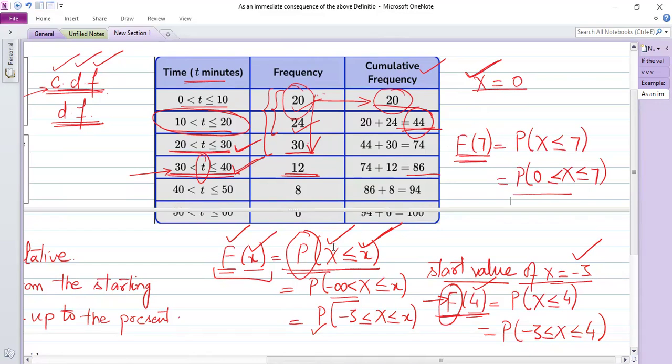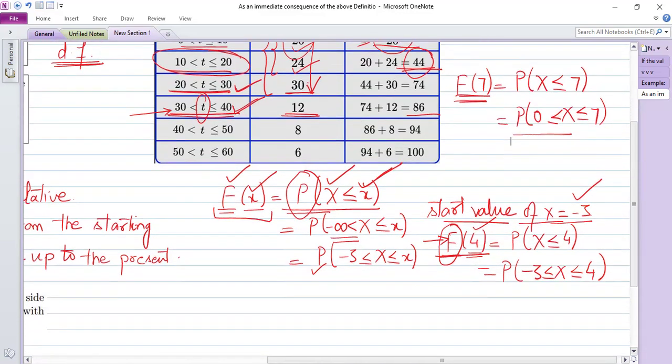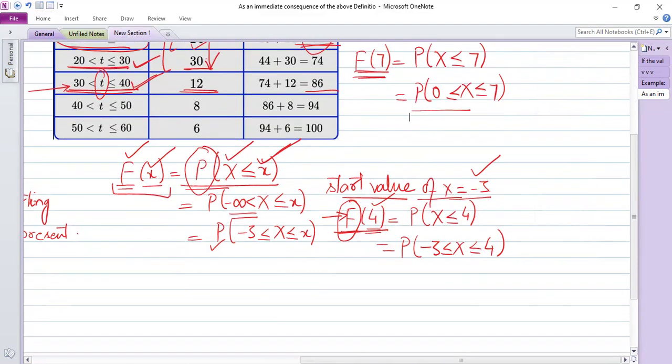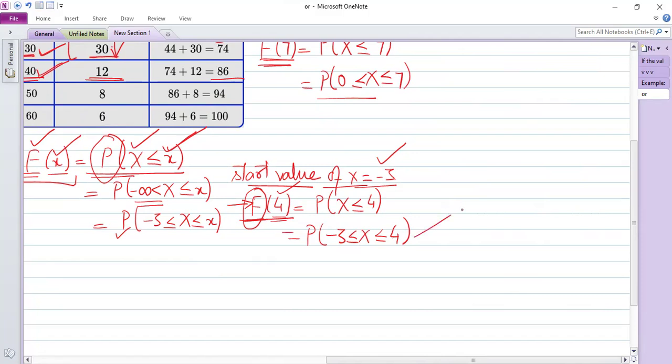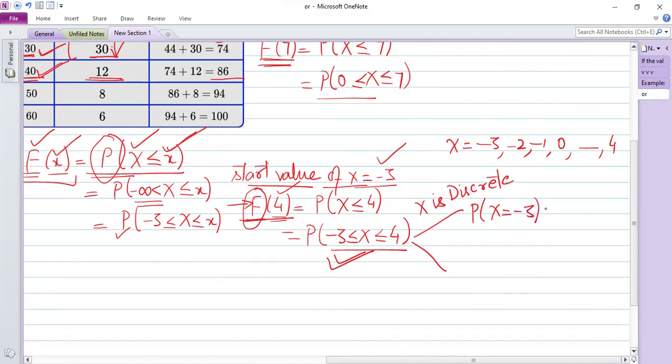Now suppose further we will have different cases. Suppose this random variable x is a discrete random variable, taking values like -3, -2, -1, 0 up to 4. Then how will I get this probability? I will add the probability x equal to -3 plus the probability x equal to -2 plus the probability x equal to -1, going on up to the probability x equal to 4.